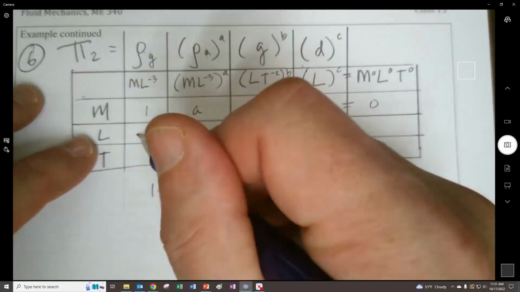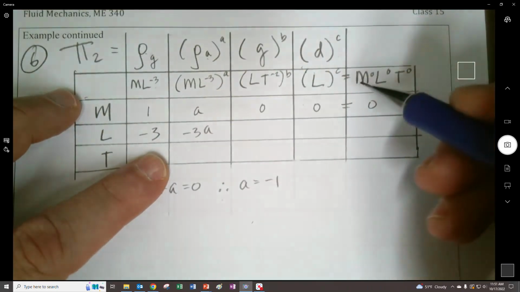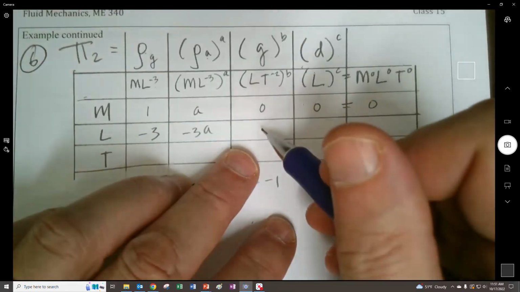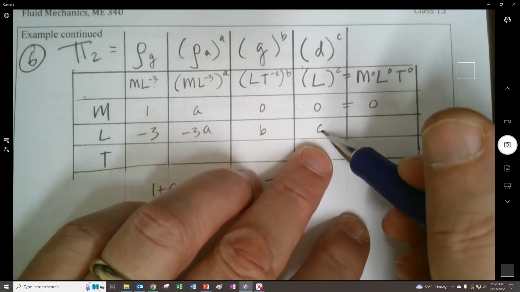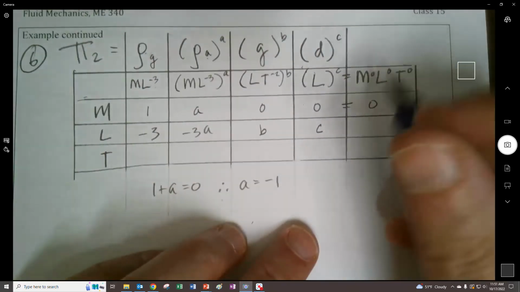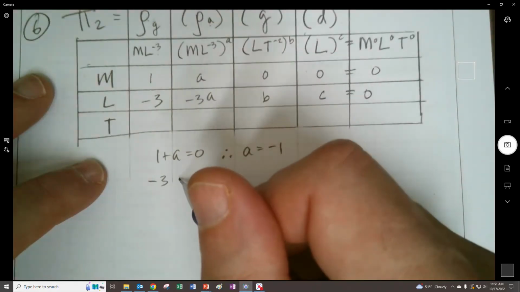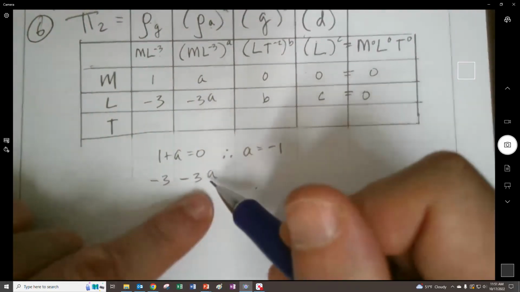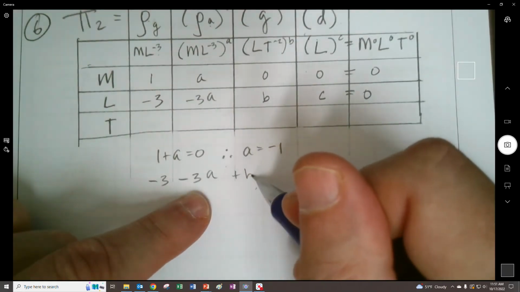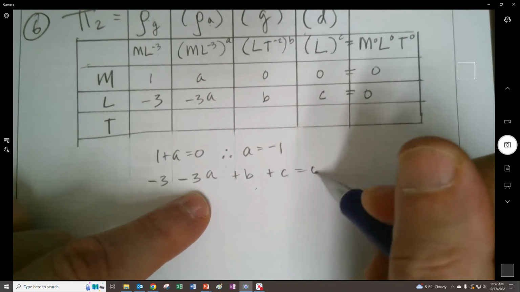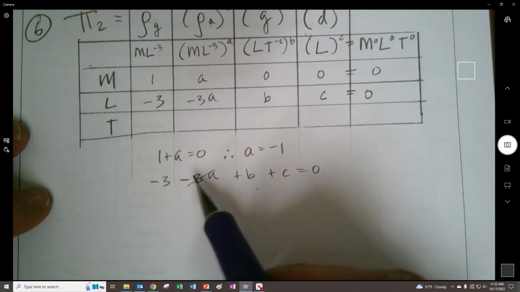L, we have a minus 3. Here we're going to have a minus 3A. Here we're going to have a B. And here we're going to have a C. Is that true? I think so. So we're going to have an equation that's negative 3 minus 3A, which, by the way, we know is negative 1, so that's going to cancel out that 3, right? Plus B plus C equals 0. We can already cancel this out because there's going to be a positive 3 in there because of that.